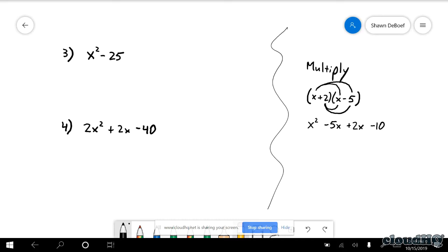And then we want to simplify that if possible, and you should notice that we do have a couple of like terms. We only have one quadratic term, the x squared term, but the linear terms, -5x and +2x, can be added together, combined together to make -3x. And then the constant term stands alone at the end, giving us our answer.